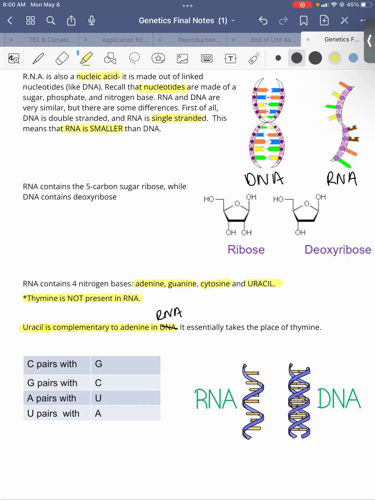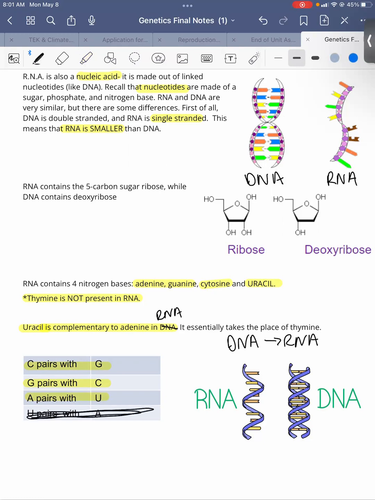So let's look at our pairing rules for when you're going from DNA to RNA, right? So when RNA is making a copy of the DNA sequence, this is how it does it. So let's go ahead and take a look. In RNA, C pairs with G, same as DNA. G pairs with C, same as in DNA. You can still say cars and garage. Here's the difference. If DNA has an A, then it's going to pair with a U.